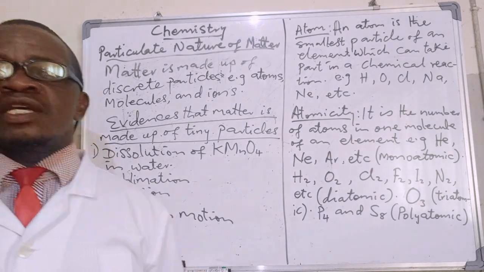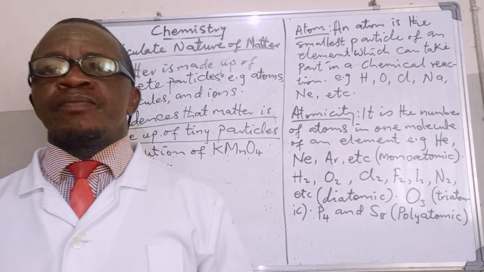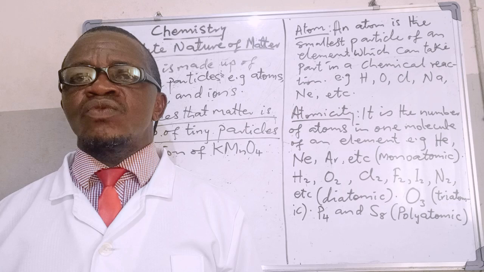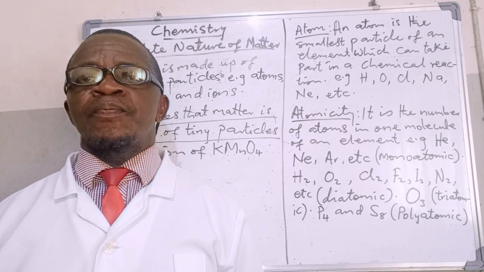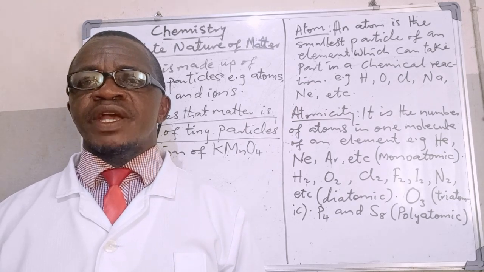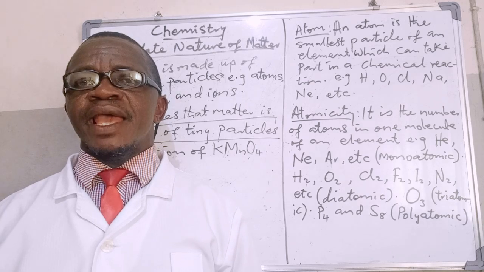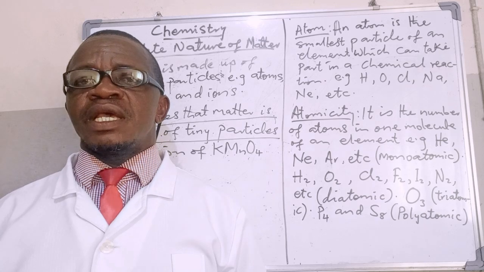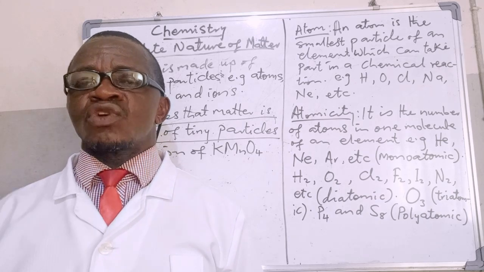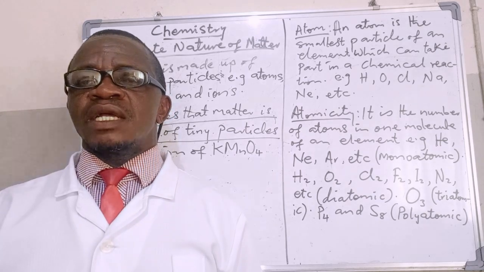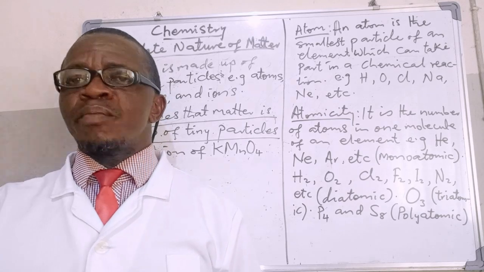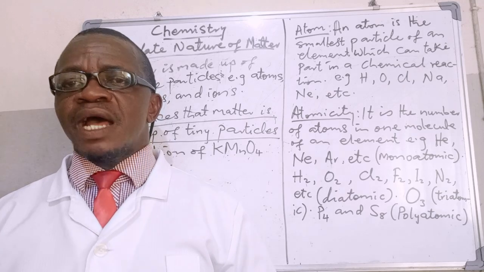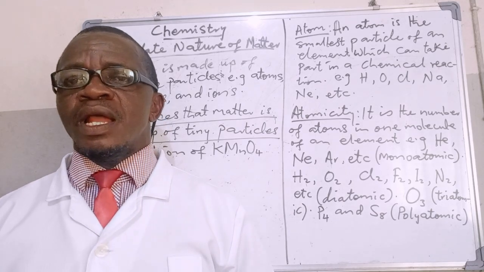You can use that to explain your point that matter is made up of tiny particles. Now, how does it work? If you have water in your beaker and you take a very little sample of KMnO4, a chemical compound, a salt, drop it in that water. Don't stir it. Don't mix it. Keep it at a corner. Allow it to stand for a long time.